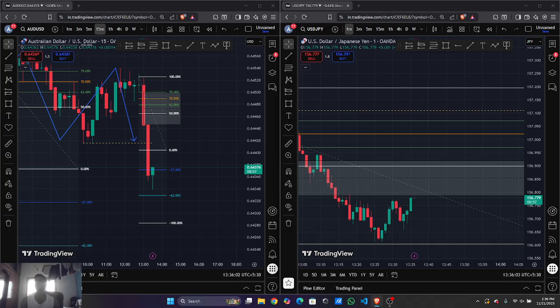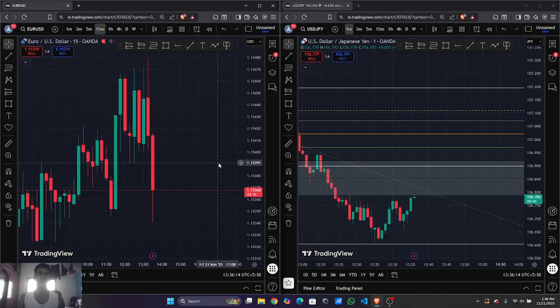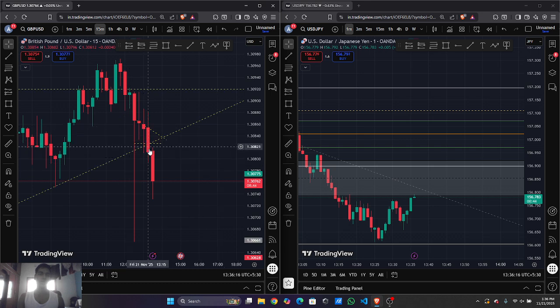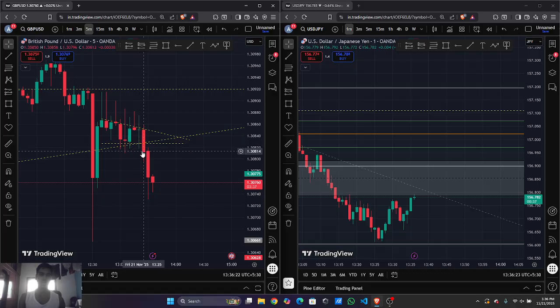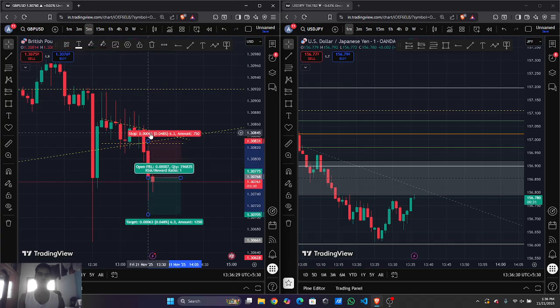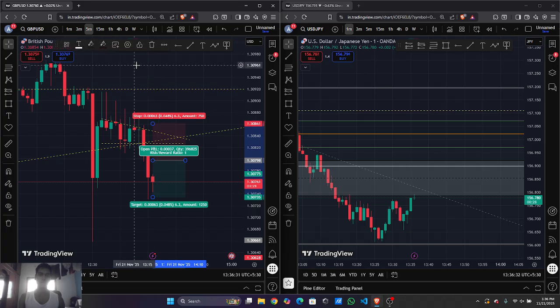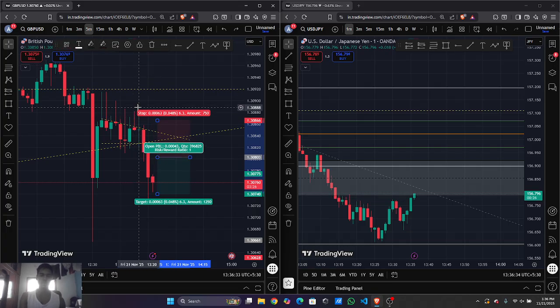GBP gave a breakdown. It can continue from that range. Euro also gave a breakdown of that zone. Let me show you this zone breakdown. You could have entered over here. Okay, 3:15 in 5 minutes. You could have entered in this candle. I won't trade this one, but one could have entered over here and SL above this.